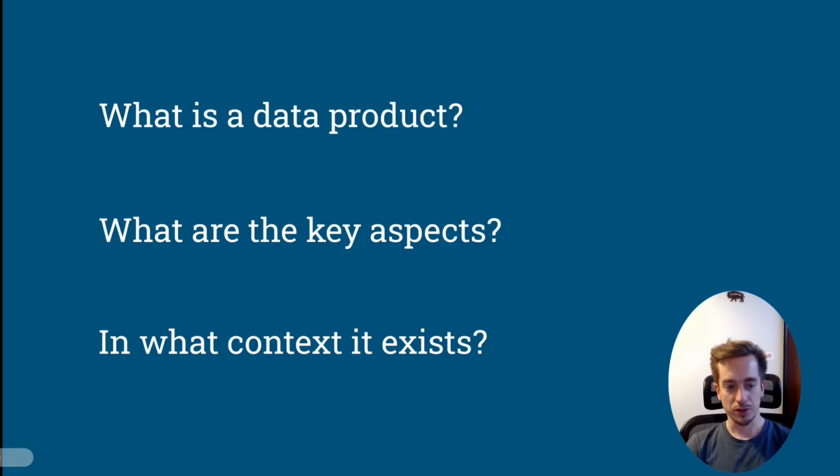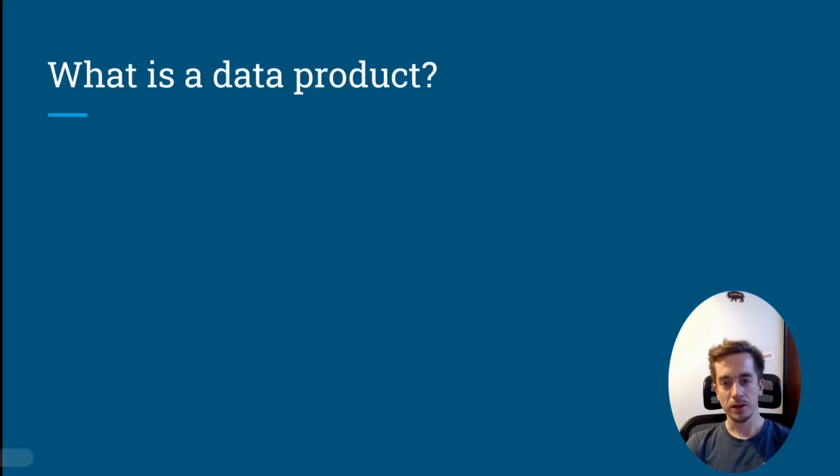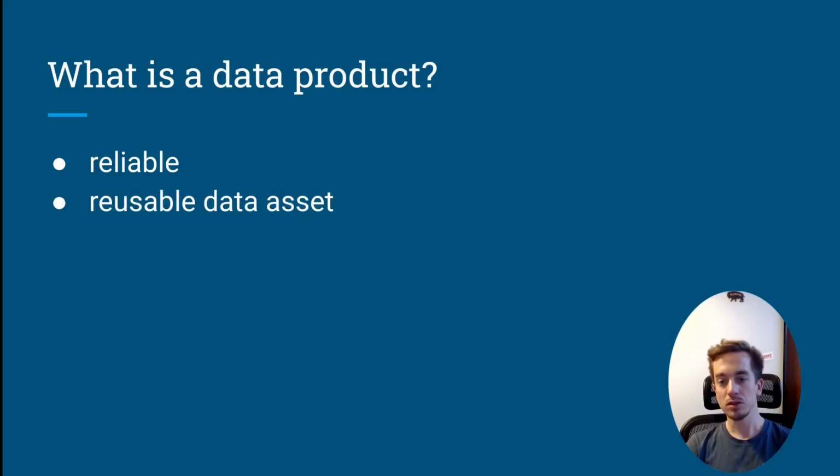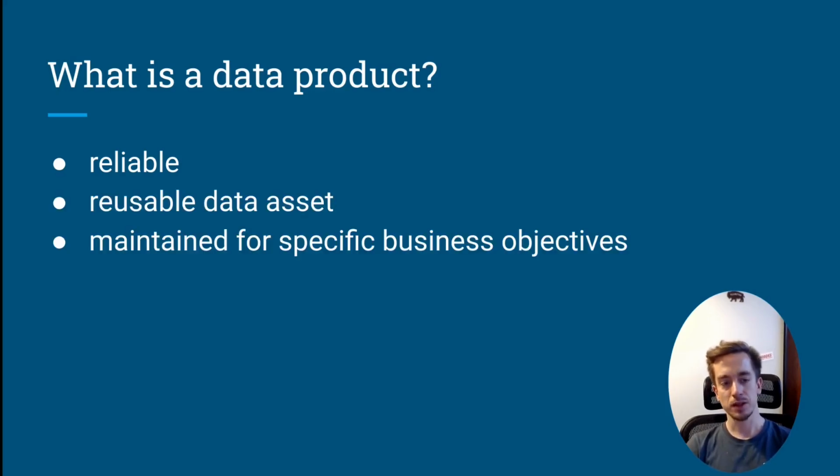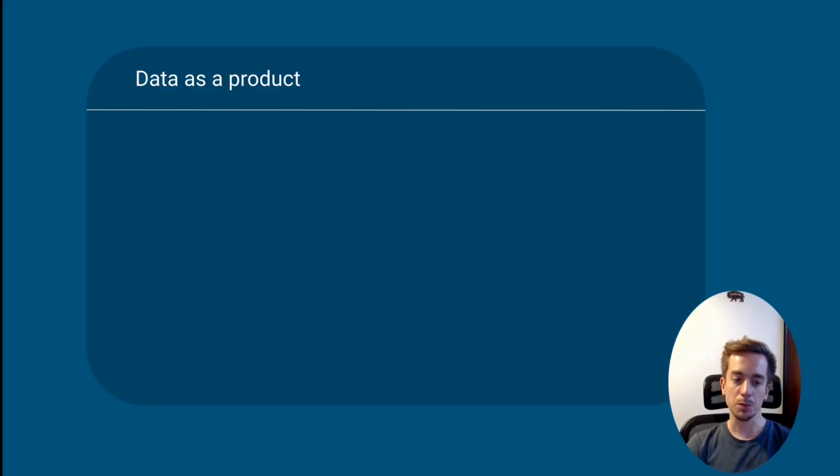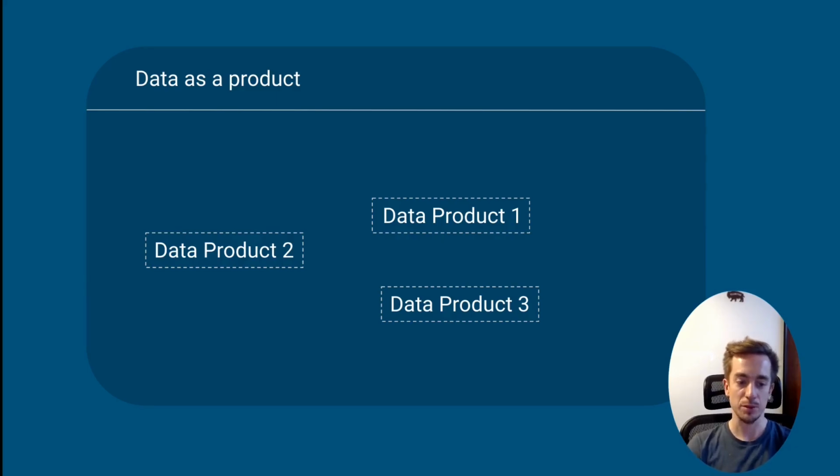I've seen a few definitions, but I like the simple one. A data product is a reliable, reusable data asset that's maintained for specific business objectives. Data as a product is the name of the approach that's adopted by companies that plan to use data products as the primary means of making the data available across the organization.